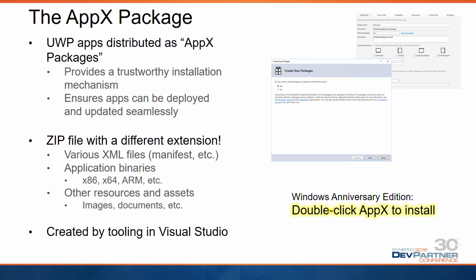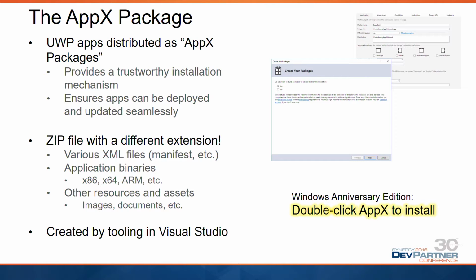UWP apps are deployed via something called an Appx package. It basically guarantees certain things and gives you and the user certain levels of security and so on. An Appx package is essentially just a zip file with a different file extension. So if you look inside the Appx package, there's all the binaries and the images and videos and whatever resources that application uses. That single file is what gets deployed to a system from the store or through other mechanisms like side loading.